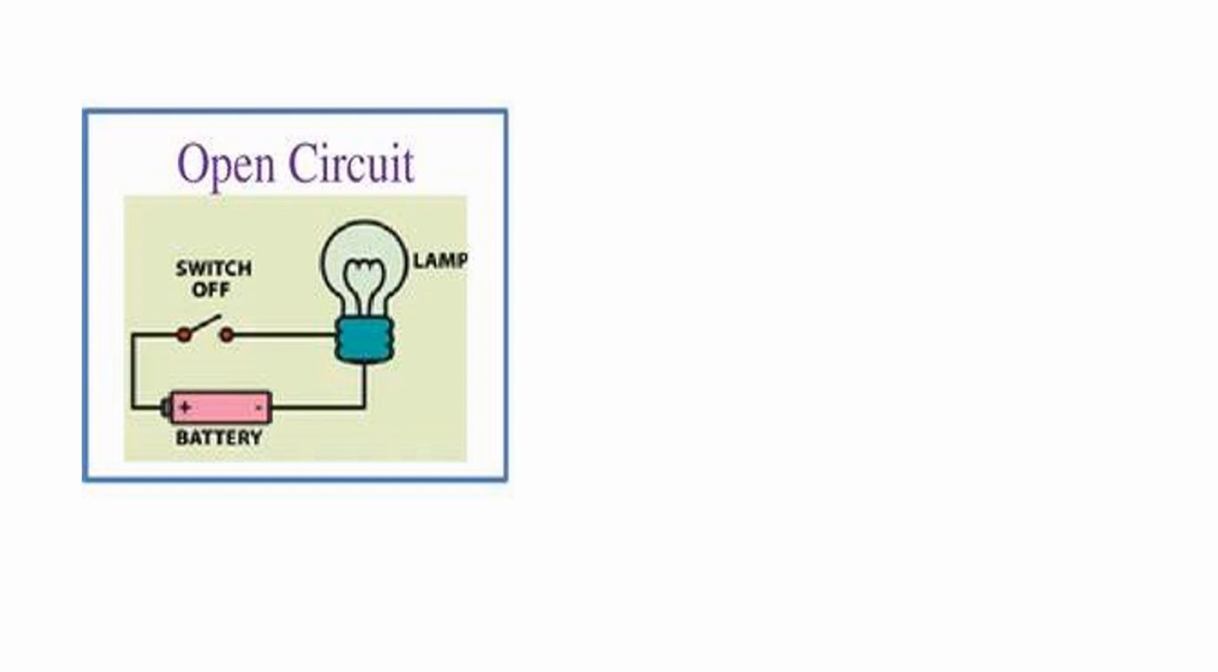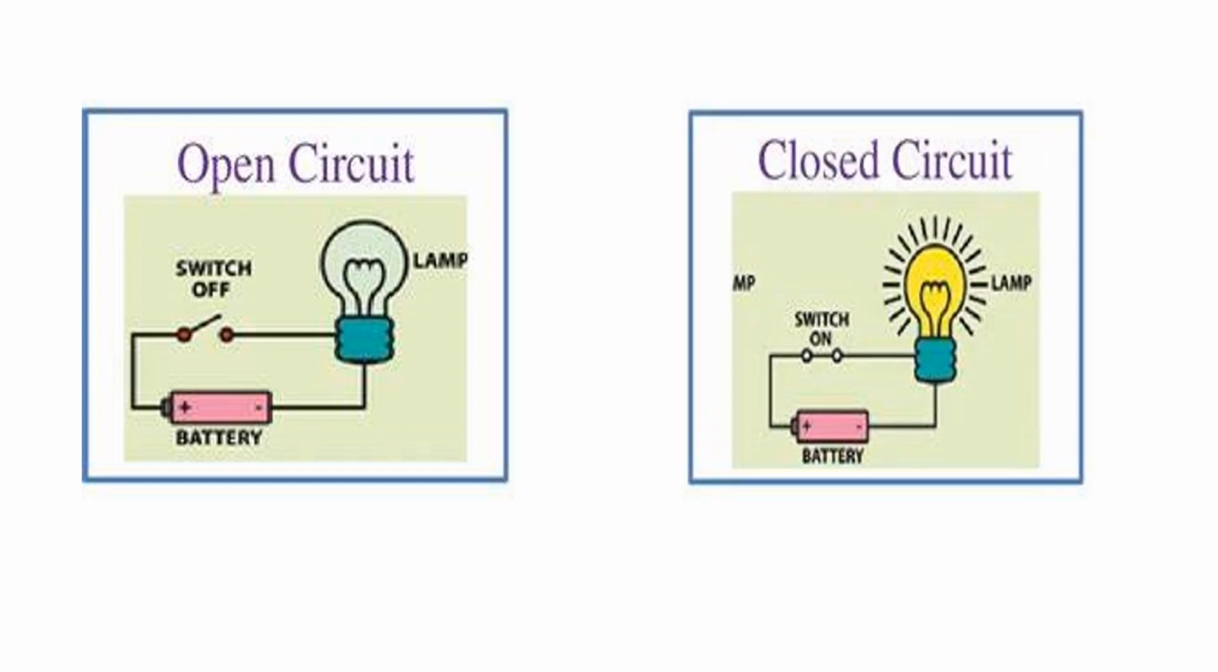This circuit is called an open circuit because the switch is off. That's why a breakage is created there. So from this battery, no charges can flow through this conductor. That's why it's called an open circuit. This circuit is called a closed circuit because the switch is on. There is a closed path between the battery and the bulb. So easily the charges can move from the battery to this lamp.